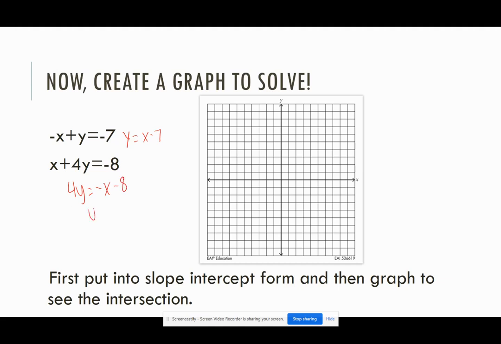And we divide by 4. So negative 1/4 x minus 2. So let's graph them. I'm going to graph y equals x minus 7. So that means we start at negative 7, 1, 2, 3, 4, 5, 6, 7. Then we go positive, up 1 over 1. As you can tell, it's just the corner of all these boxes that you will line up.